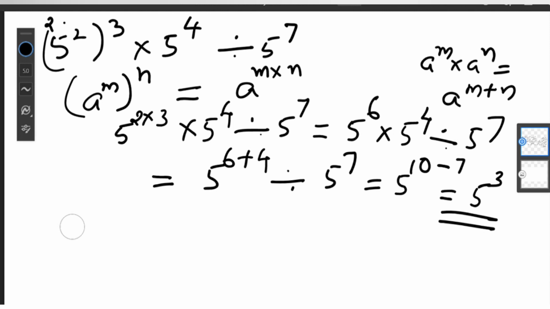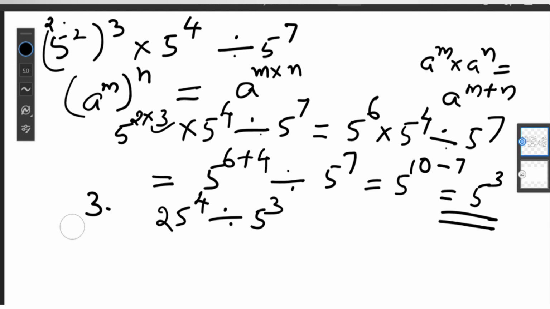So using the exponents, we have to write this. First, we have to find the exponent: a to the power m whole raised to n is a to the power mn. That we have to find first. Then this division: division means m minus n. Okay, you have to do it without any mistake.